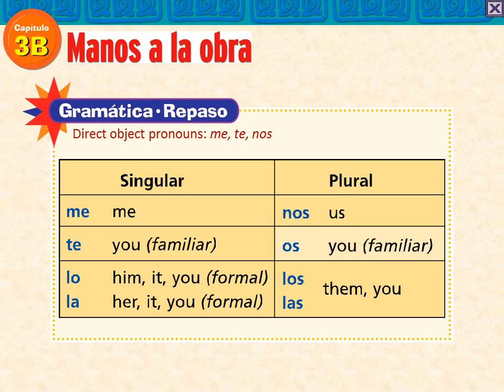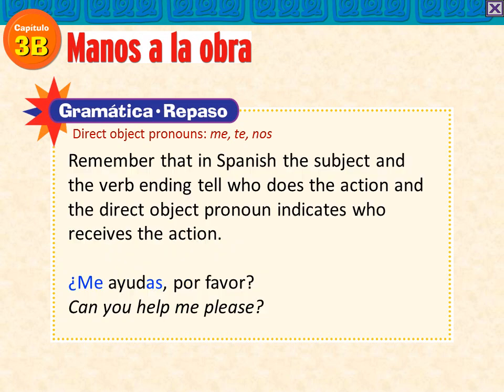Lo, which we already talked about, la, and then we have nos, which is us, nos ves, you see us, and then we have os, which goes with vosotros, and then we have los, and we have las, which we already talked about as well. So this is the one thing, if you have not done so already, you should write down this chart of me, te, lo, la, nos, os, los, and las as the direct object pronouns.